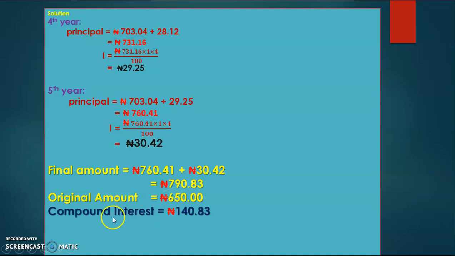Now our compound interest will be equal to 140 naira 83 kobo. So we are going to subtract the original amount, which is 650 naira, from 790 naira 83 kobo for you to be able to get your compound interest, which is equal to 140 naira 83 kobo. So this is how to calculate compound interest. We'll do it year by year.